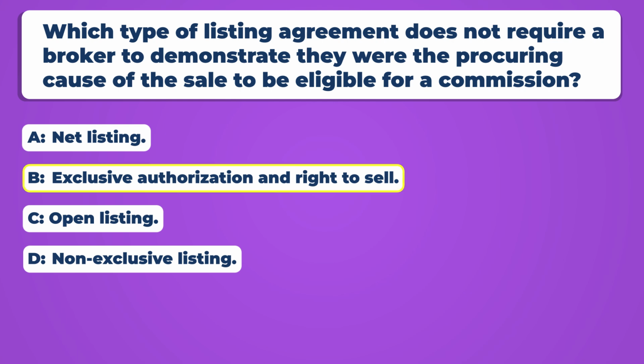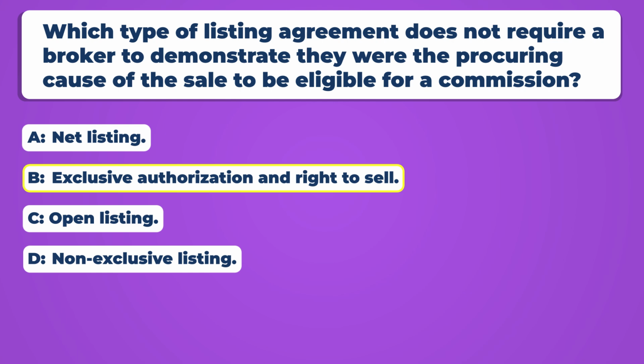B is the correct choice here. In an exclusive authorization and right to sell listing agreement, the seller agrees to work exclusively with the listing broker to sell the property. Unlike other agreements, the broker doesn't need to prove they were the cause of the sale or the procuring cause to earn a commission.